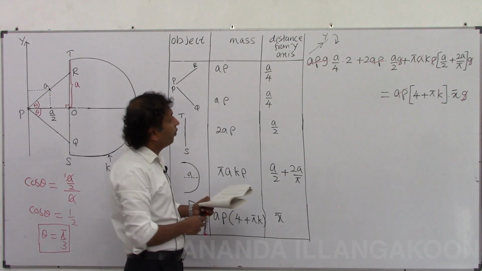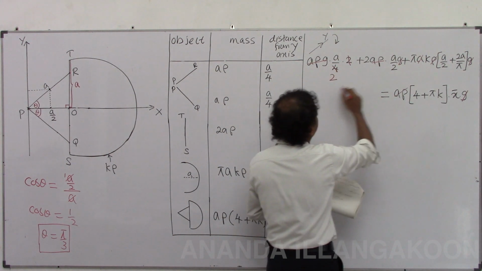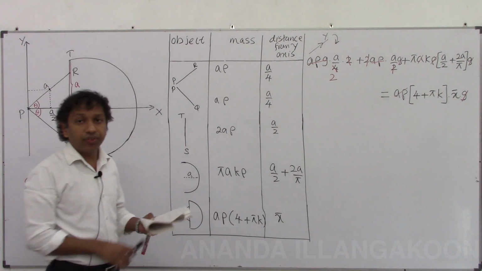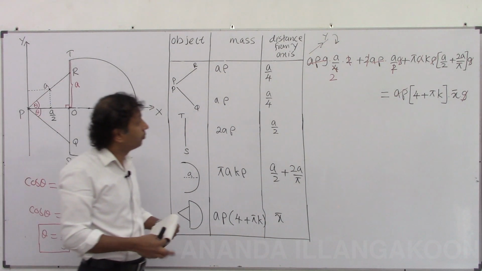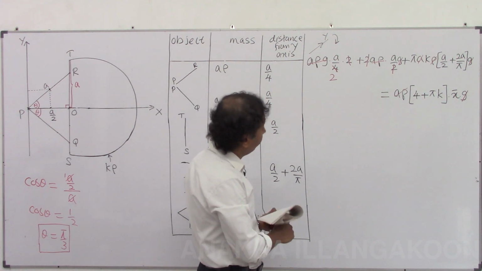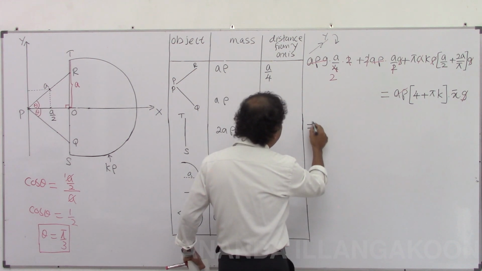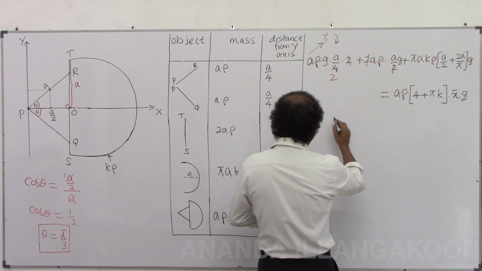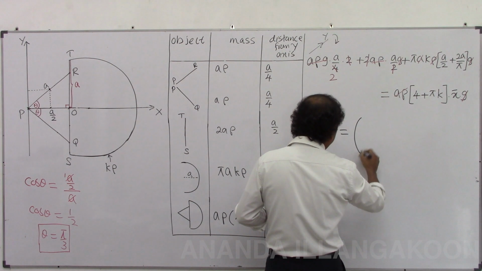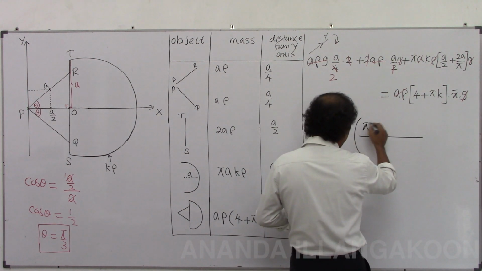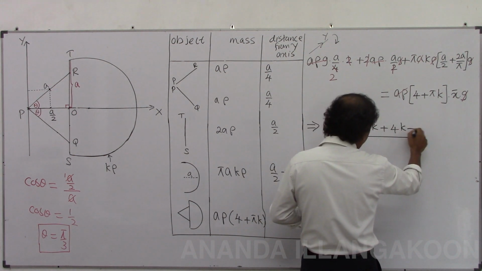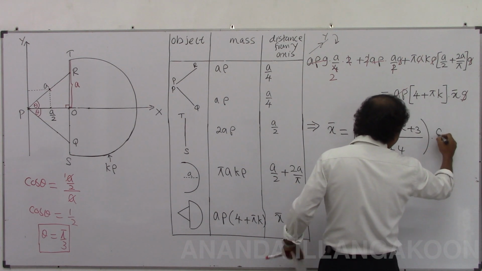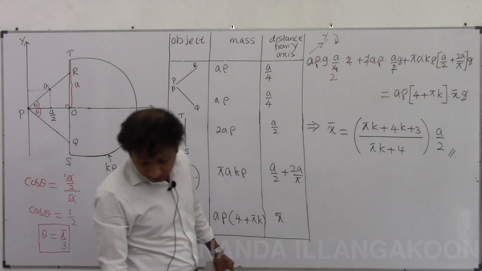Now when you simplify this, this 2 and this 4 you can cancel down. This 2 and this 2 you can cancel down. Now when you simplify and solve for x bar, you get this answer. Carefully simplify this, and we get x bar equals a times (pi k plus 3) by (pi k plus 4) times k by 2. This is the answer asked in the question.